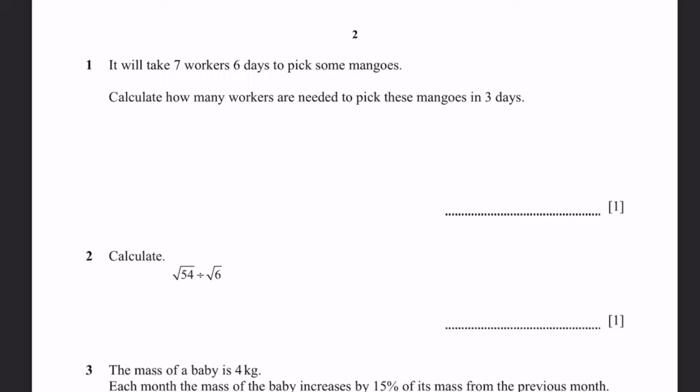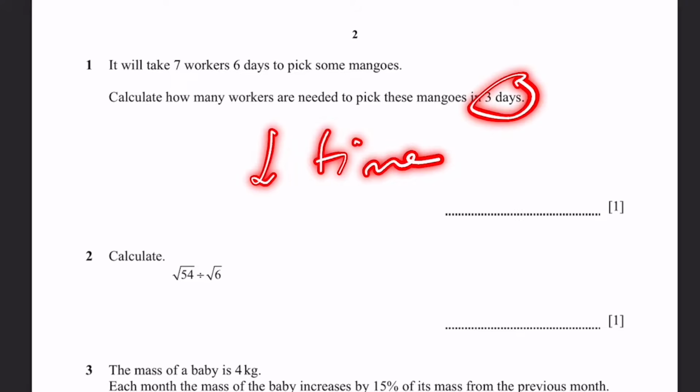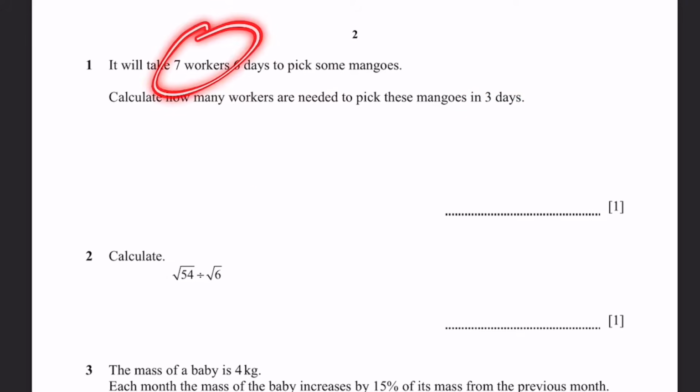Question 1. It'll take 7 workers 6 days to pick some mangoes. Calculate how many workers are needed to pick these mangoes in 3 days. Well, if you have more workers, that means it'll take less time. And 3 days is less time than 6 days, so we need more workers. And in this case, they're inversely proportional.